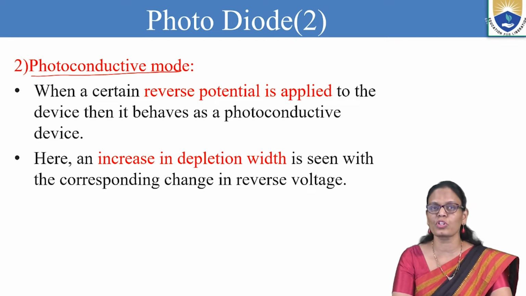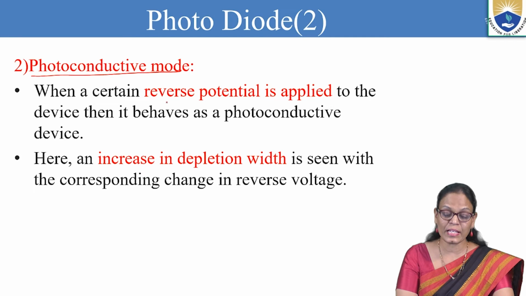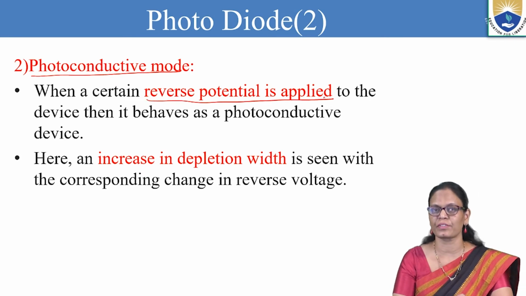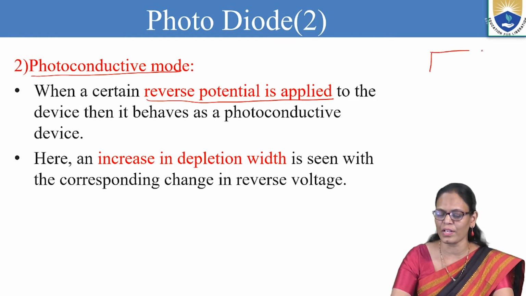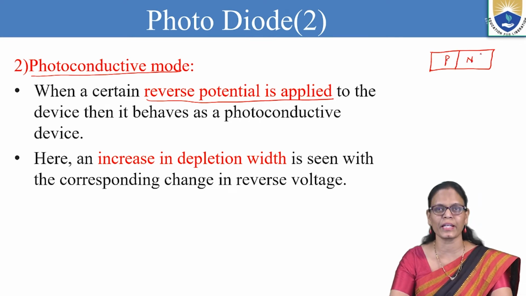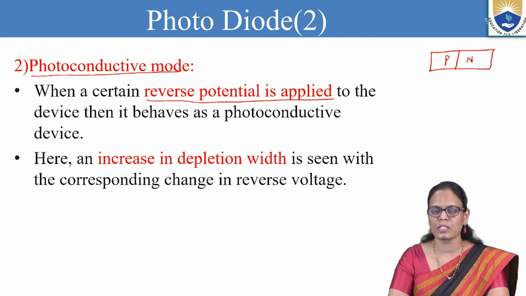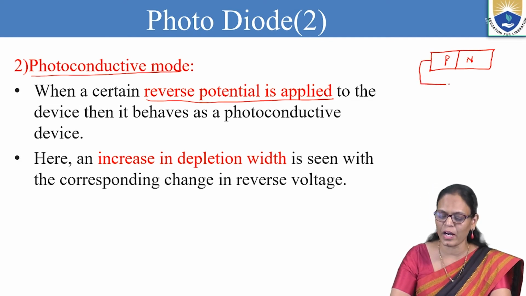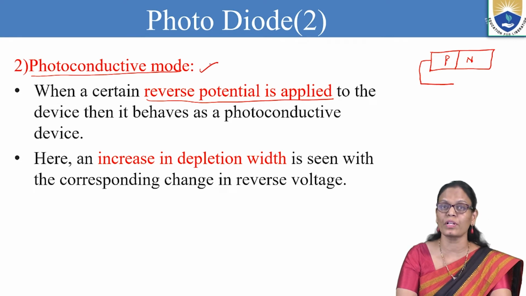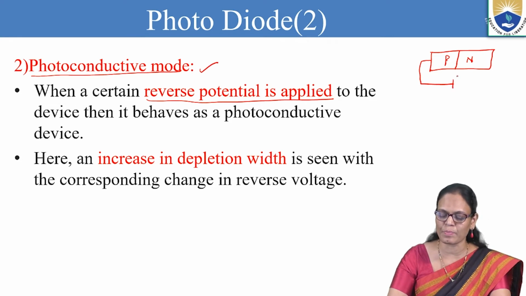So what is this photoconductive mode? When a certain reverse potential is applied, it means we are connecting the photodiode in reverse bias. Now we have already seen what is reverse bias. In photovoltaic mode, when the potential barrier is formed, we are not connecting any reverse bias. But here, in photoconductive mode, we are connecting it in reverse bias: P connected to negative and N connected to positive.